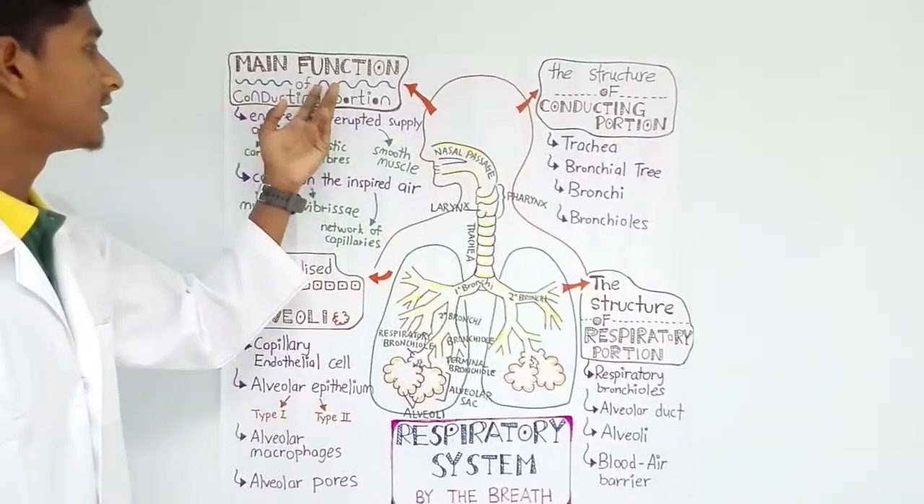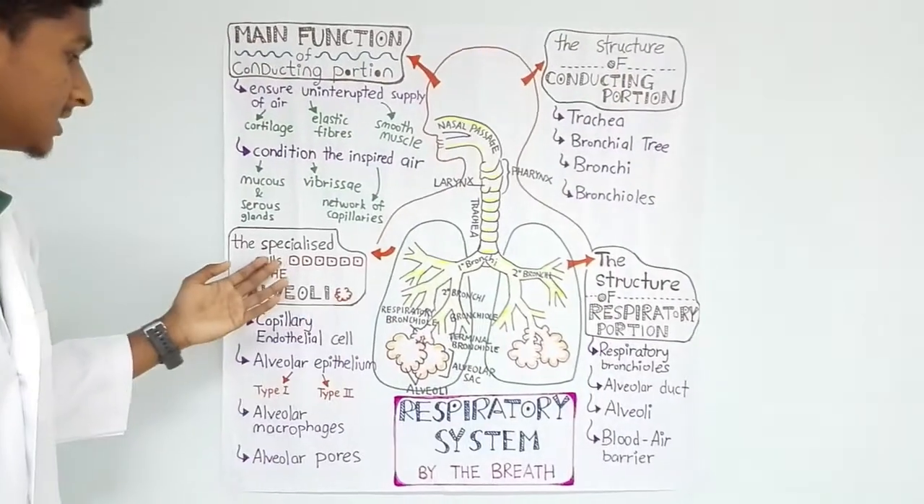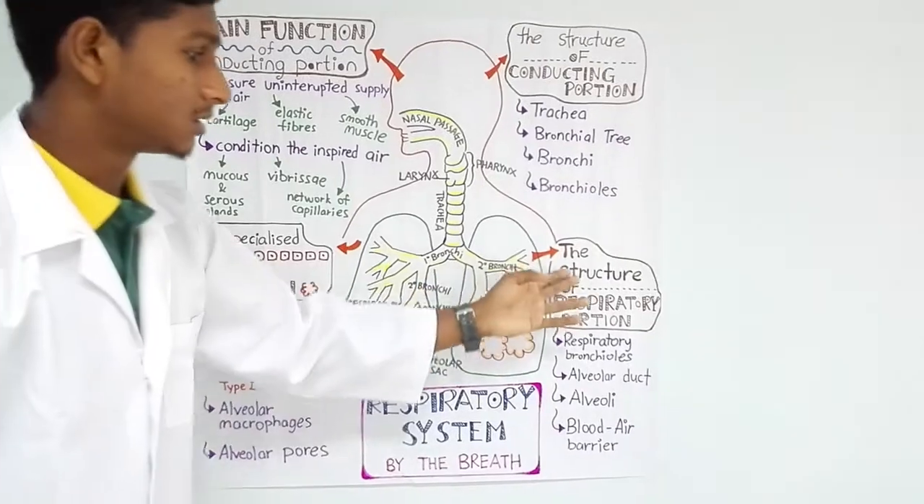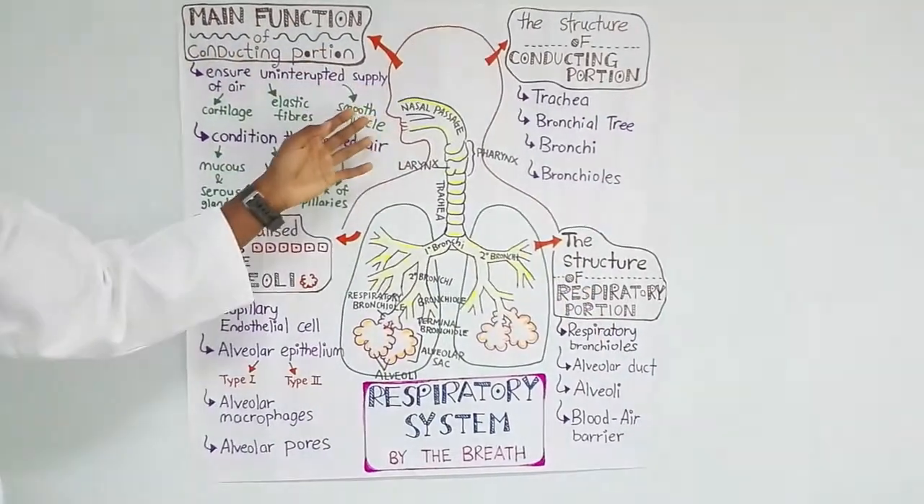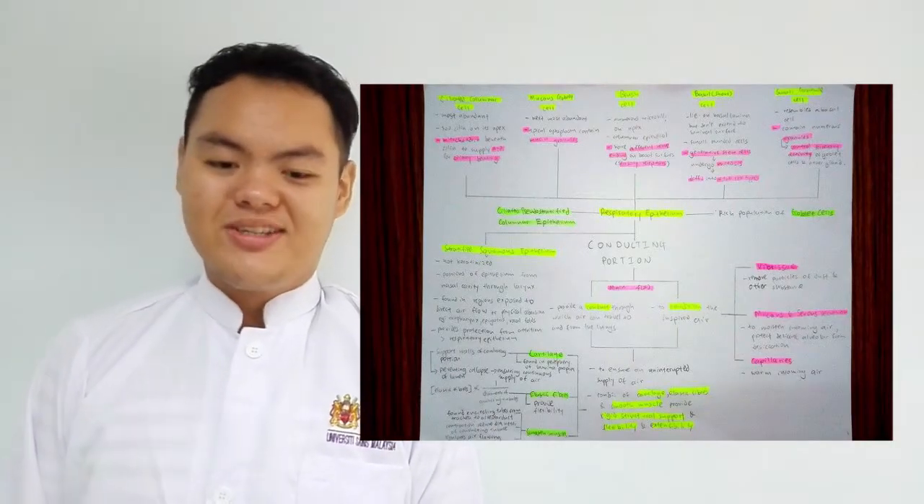Essentially, there are four big subtopics for the respiratory system. First one is the main function of the conducting portion, the structure of the conducting portion, the specialized cells of the alveoli, and the structure of the respiratory portion. As you can see in the video, we'll go deeper into each subtopic. And now we'll be talking about the conducting portion.